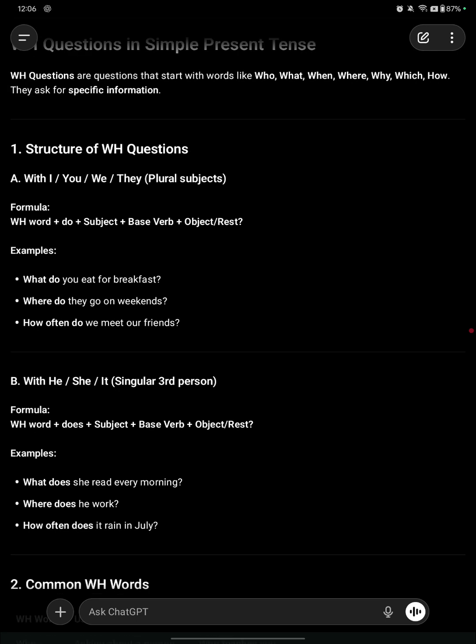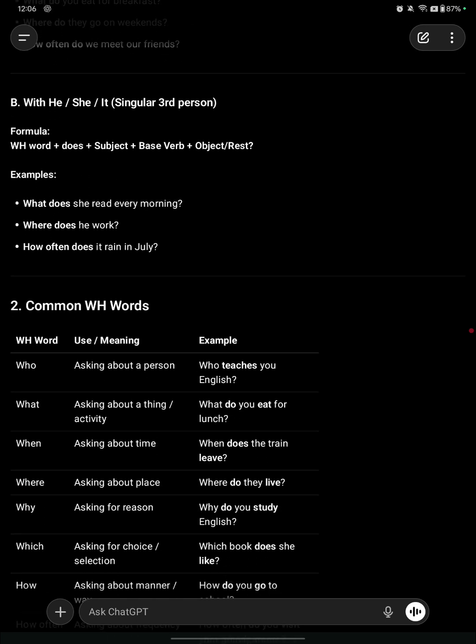WH word plus does plus subject he, she, it plus the basic verb V1 plus object plus rest. What does she read every morning? Where does he work? How often does it rain in July?